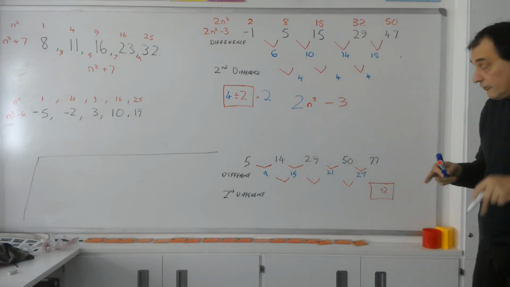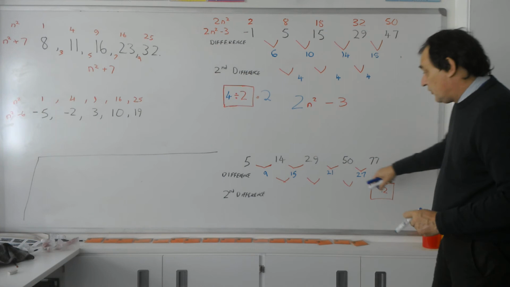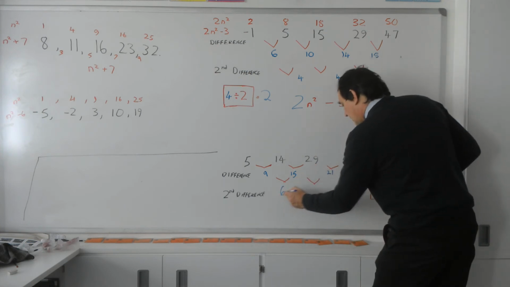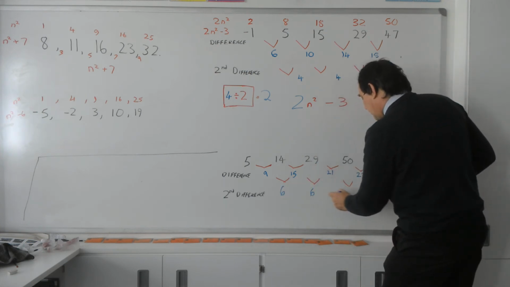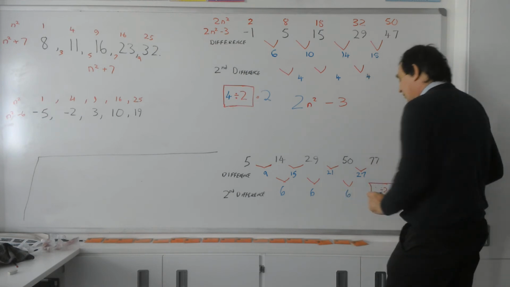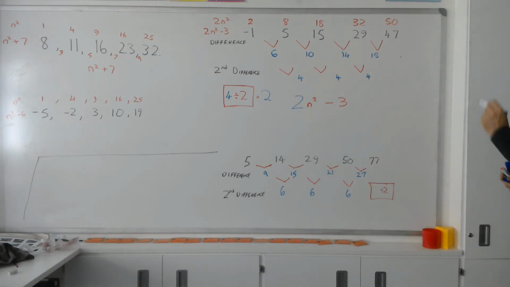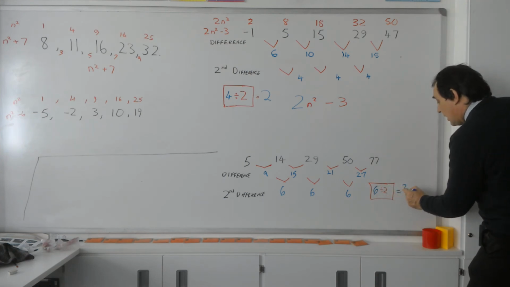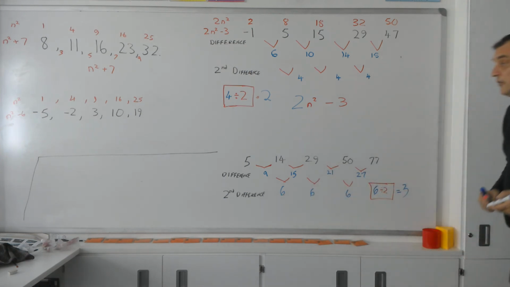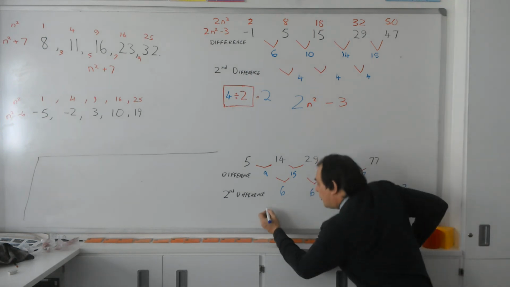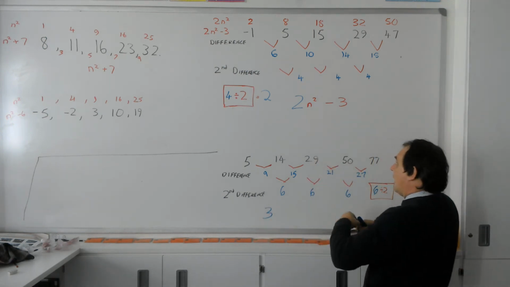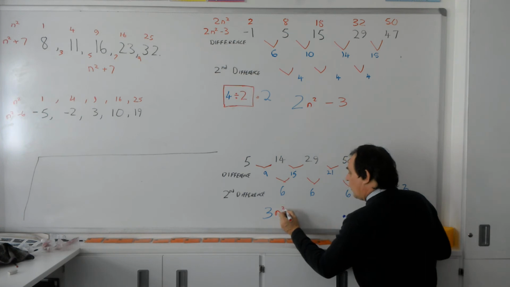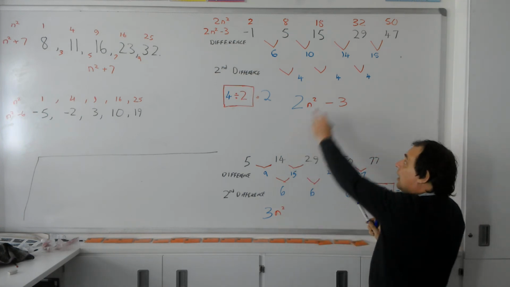Now we do the second difference. The gap between these numbers here, 9 to 15 is 6, 15 to 21 is 6, and 21 to 27 is also 6. I now take my 6 and I divide it by 2 to give me 3, because I've got the same second difference all the way across. So that means my sequence is going to be 3n squared.